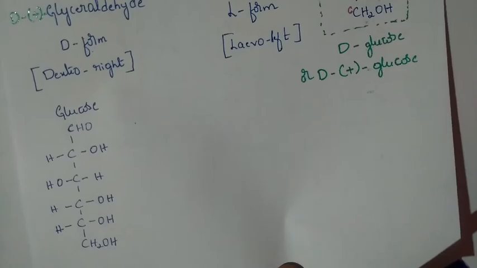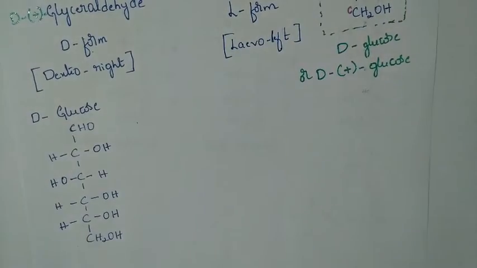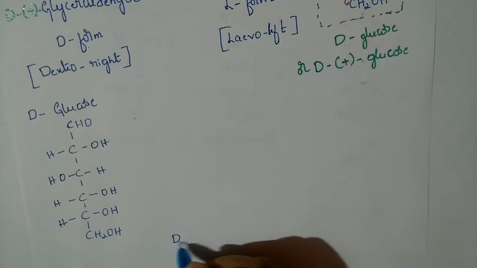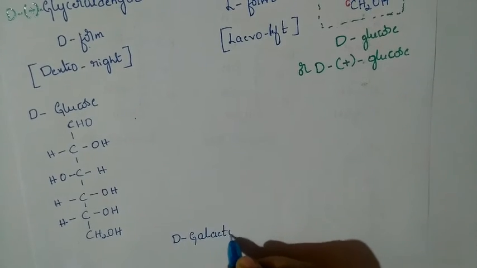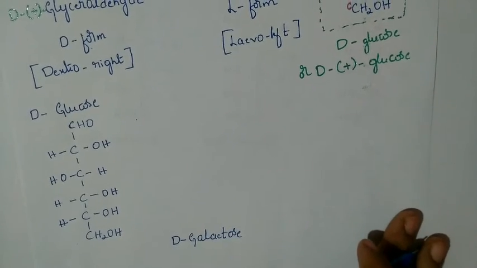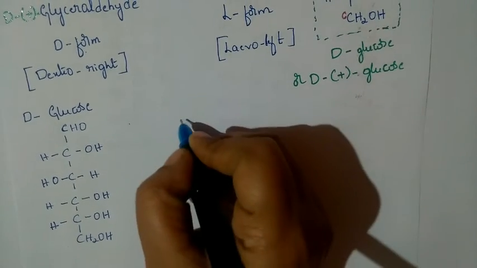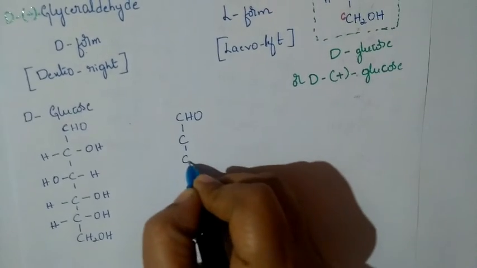This is our D-glucose. We know the full name is D plus glucose, so D plus glucose or D-glucose we can write. The same way now we are going to write for D-galactose. So the name of the compound is D-galactose. Okay, so how it will be, we shall see. CHO, the main chain we are going to write as it is.